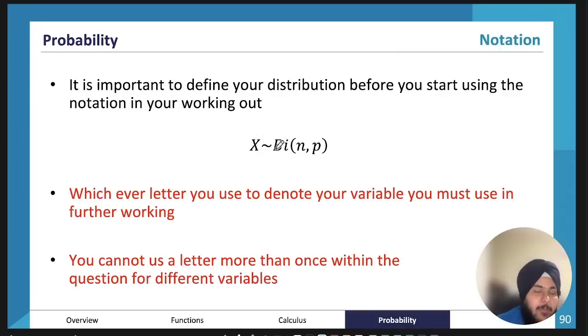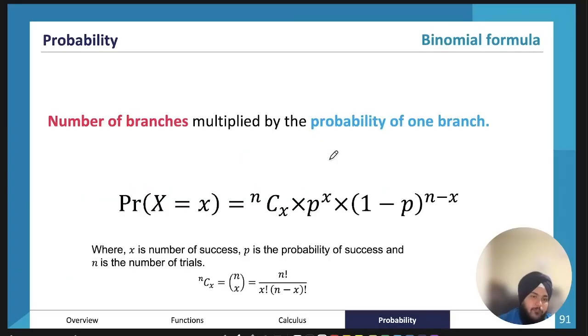So, before you get started with a binomial distribution question, notation is super important. Whenever we get a binomial distribution question, always denote it like this: X, or the distribution of X, is binomially distributed, where n represents the number of trials that we have, and p represents the probability of success. Okay, so this is essentially the binomial distribution formula.